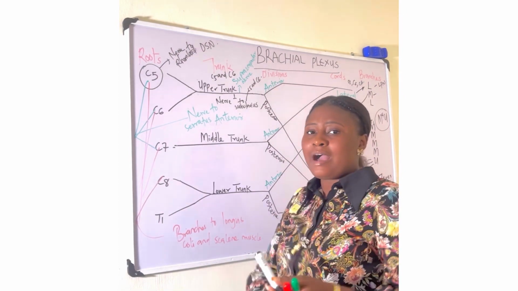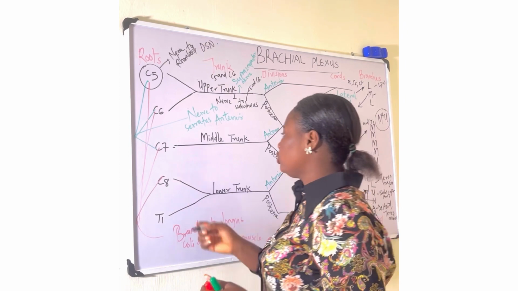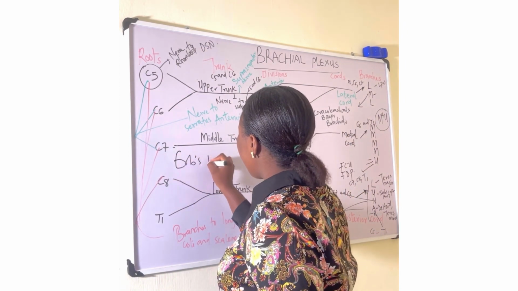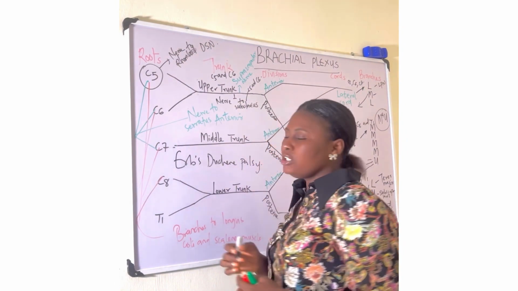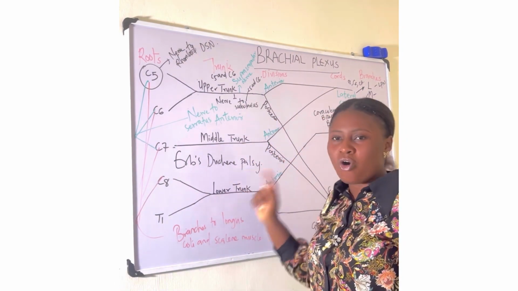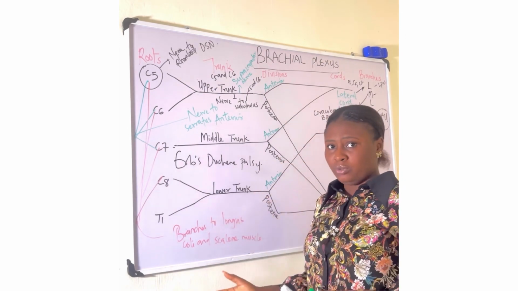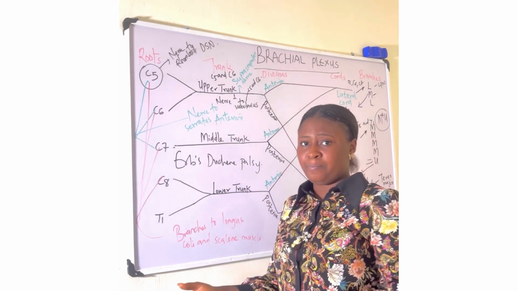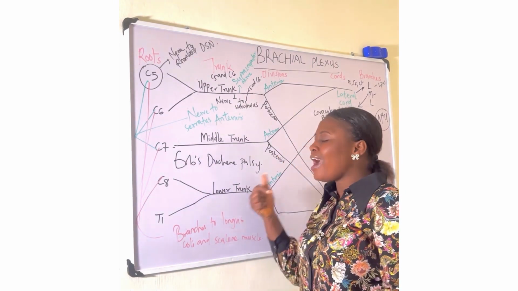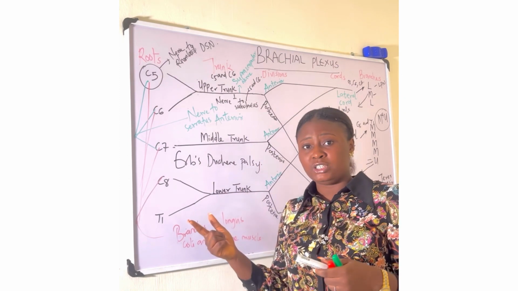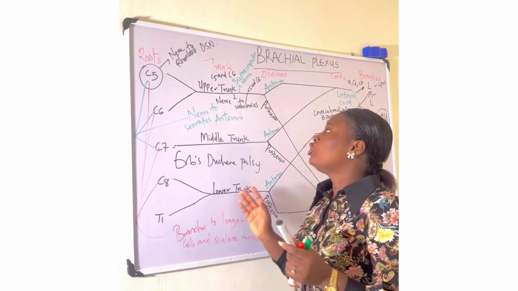So the first one we are having is Erb's paralysis, or we can call it Erb's-Duchenne palsy. This occurs as a result of undue separation of the head from the shoulder. Take for instance, when a midwife is giving birth, there is an undue separation of the head from the shoulder. It leads to Erb's paralysis, or Erb's-Duchenne palsy. It can also occur as a result of a fall on the shoulder.